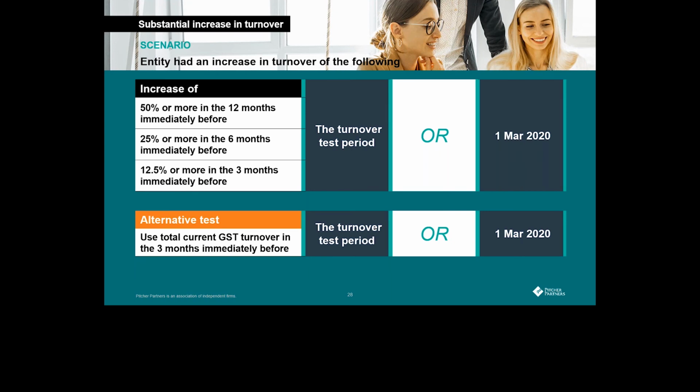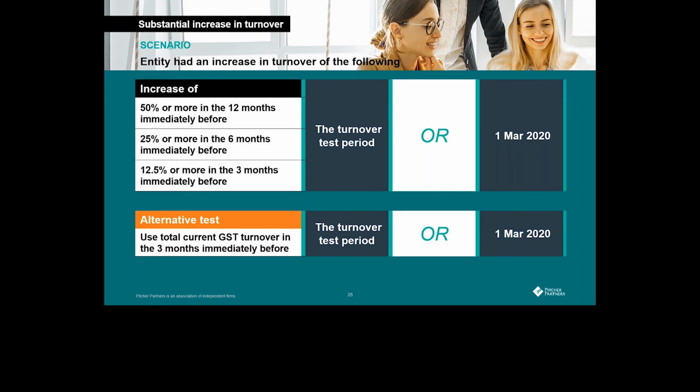If a business can demonstrate that it has grown sufficiently, so again, that the turnover from that earlier period is now no longer an appropriate comparison period, the Commissioner will allow you to instead use the turnover for the 3 months prior to that period.